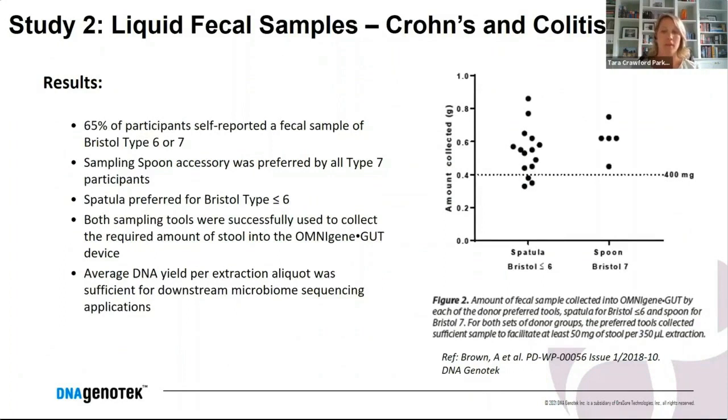Across all participants, regardless of the collection tool selected, there was a sufficient amount of stool returned in the OmniGene Gut device to support the DNA extraction method, which required a minimum of 50 milligrams of stool per 350 microliter extraction aliquots. In addition, the average DNA yield per extraction aliquot was sufficient for processing on common downstream microbiome sequencing platforms such as 16S and metagenomic sequencing.